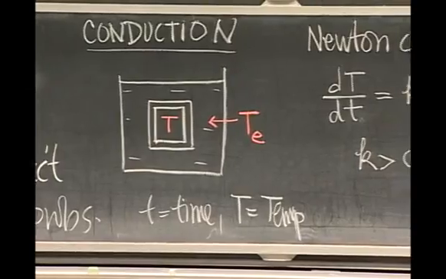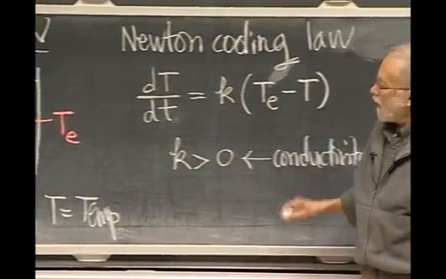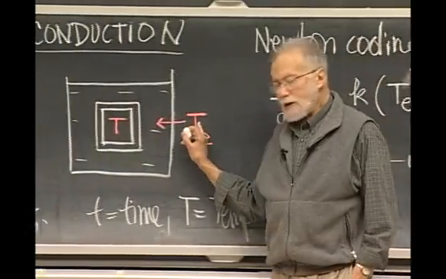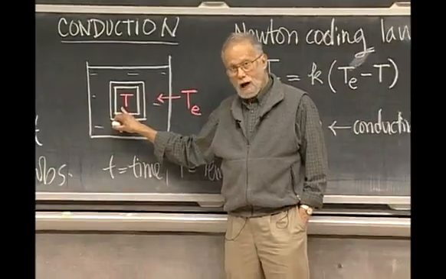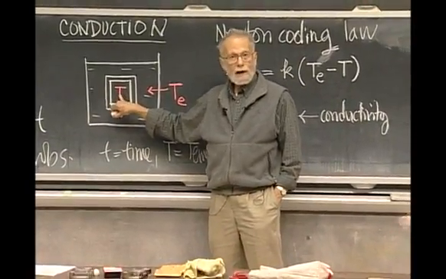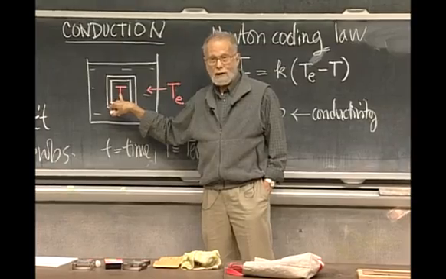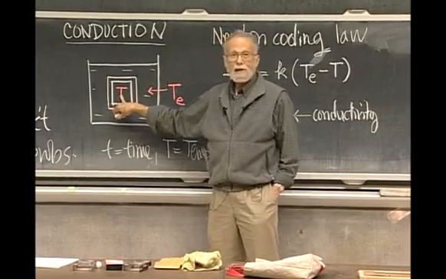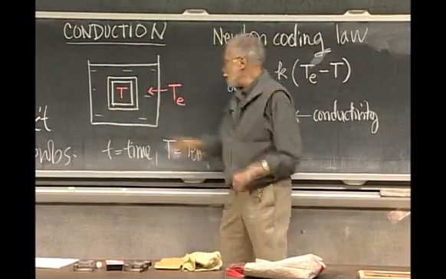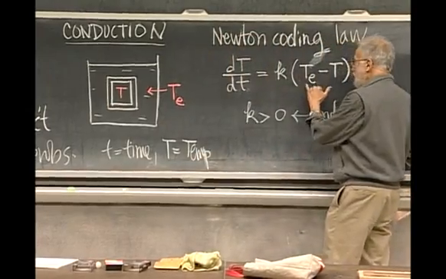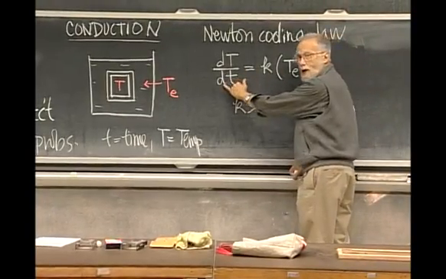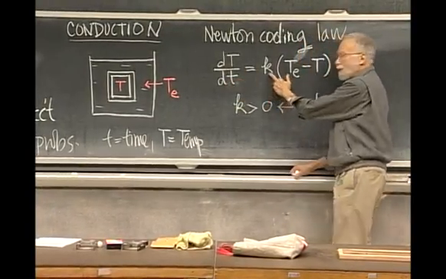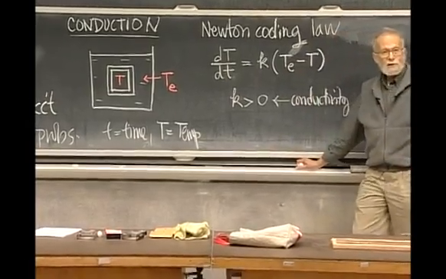And why positive? Well, because if the external temperature is bigger than the internal temperature, I expect T to rise, the internal temperature to rise. That means dT/dt, its slope, should be positive. So in other words, if T_E is bigger than T, I expect this number to be positive. And that tells you that k must be a positive constant.